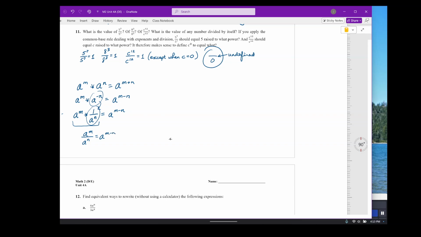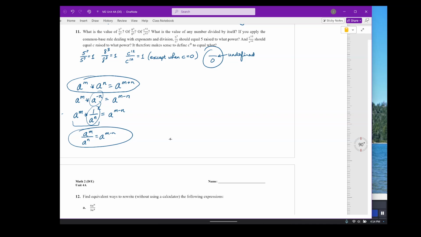So it's kind of related to this rule in a sense. Really, they're versions of the same rule. It just depends on if n is positive or negative. If you're multiplying two numbers together and they have the same base but different powers, you can add the powers. If you're dividing two things and they have the same base but different powers, you can just subtract the powers. Right?